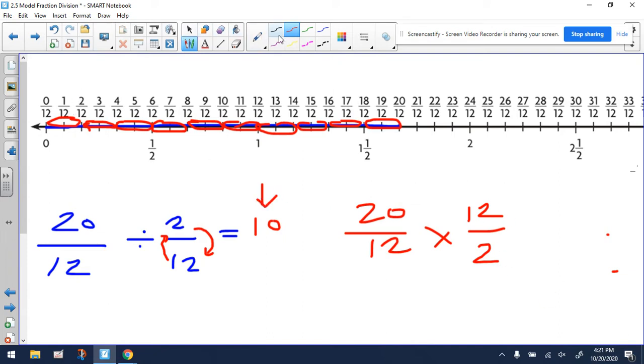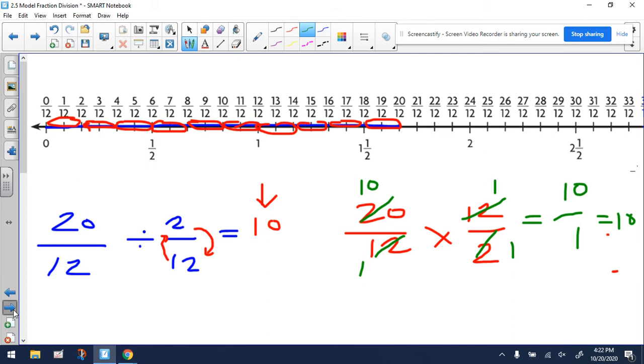Now, if we proceed with the rules for multiplying, we reduce: divide by 2 and get 1, divide by 2 and get 10. Or here, 12 is a factor of both of these, so divide by 12 and get 1, divide by 12 and get 1. And if we do the math, 10 times 1 is 10, 1 times 1 is 1, and 10 divided by 1 is 10. So the algorithm matches the picture.